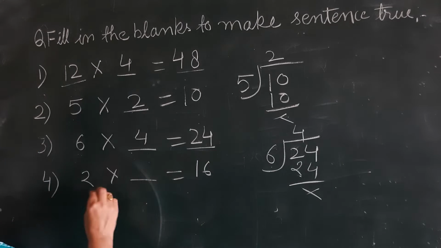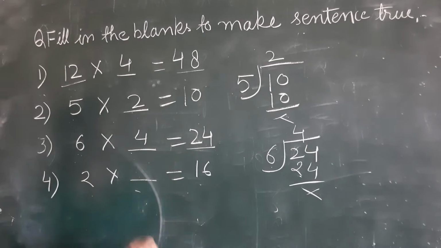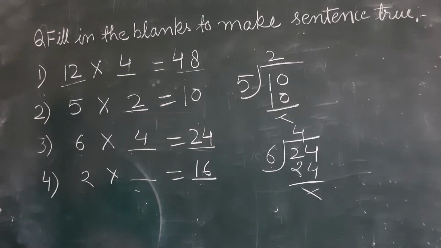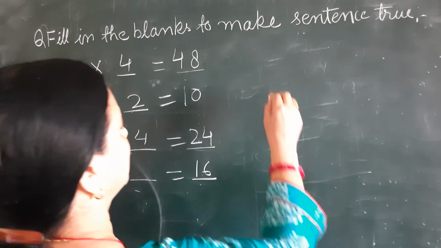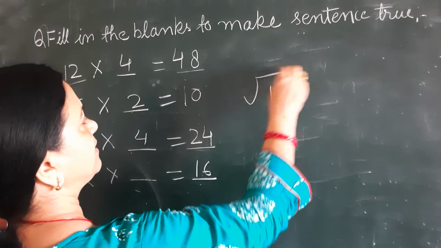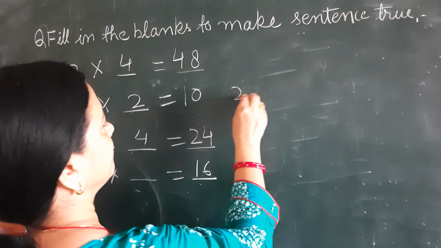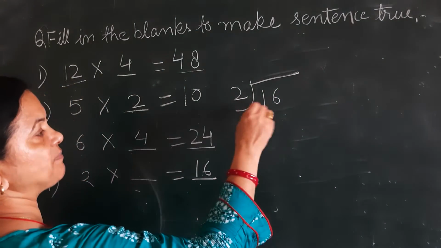Okay, student. Now the next one is 2 into dash is equal to 16. We have to find what the digit of the number will come here. Okay. Now again we will divide 16 by 2. Okay. We will divide this 16 by 2. Okay. Now how many times will it go?